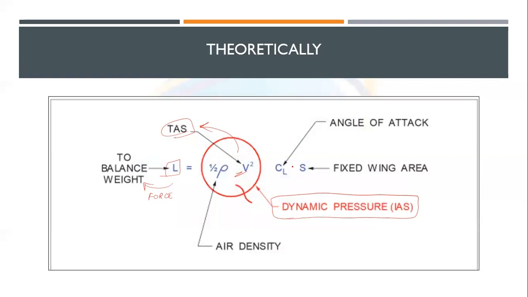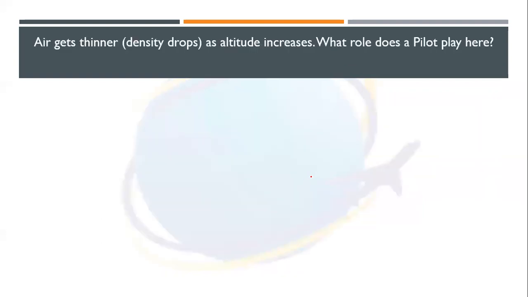Okay. All in all, CL depends on the angle of attack. And S is the fixed wing area. Then we said, solve this question. Okay. So everyone knows the answer already, right?